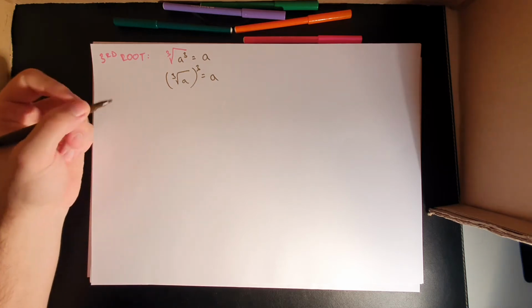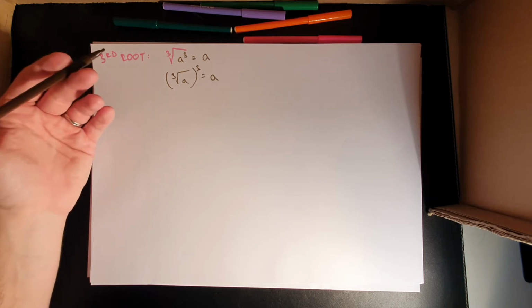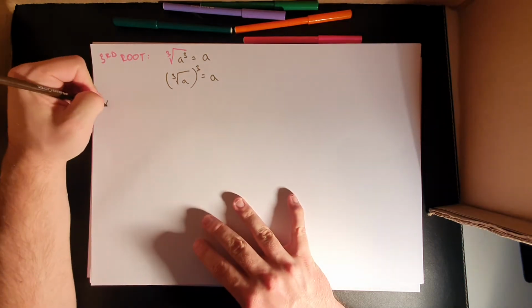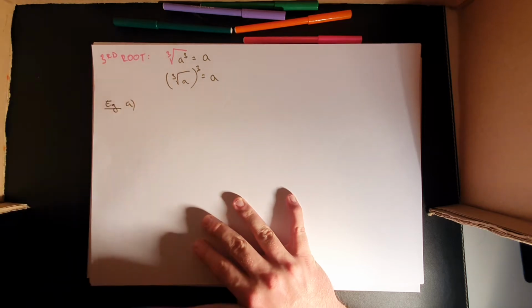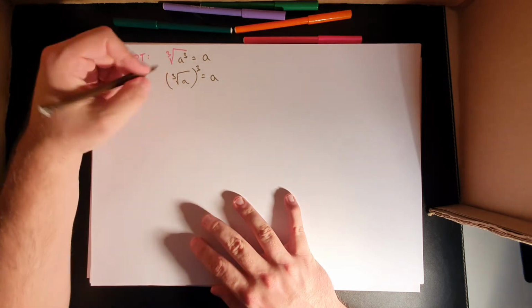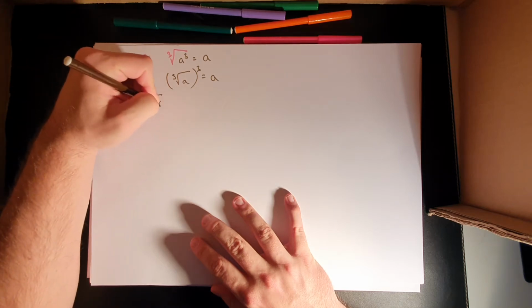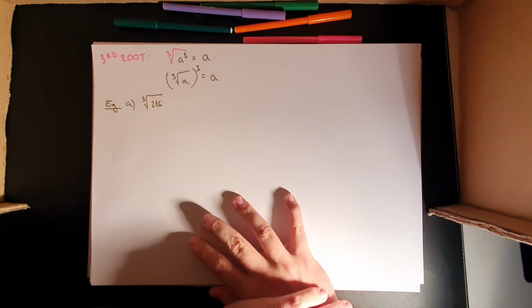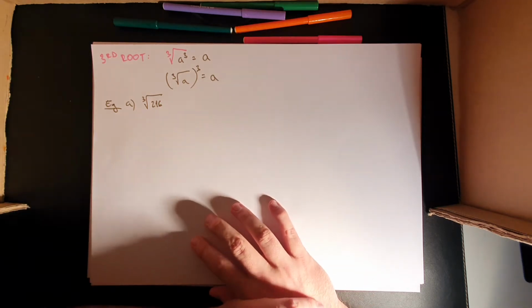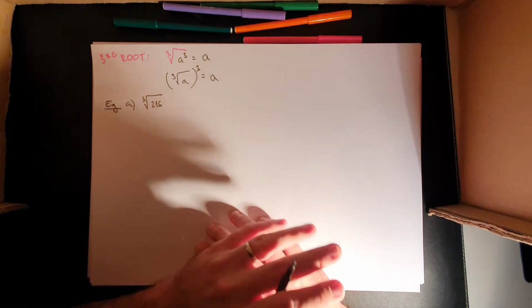But the issue is, how do we determine the third root without using the calculator? Let's look at an example, example A, of how we can determine the third root of the number 216. Without using the calculator, it's not as easy. Using the calculator, you just put it in and it solves it for you, of course. Let's look at the idea.